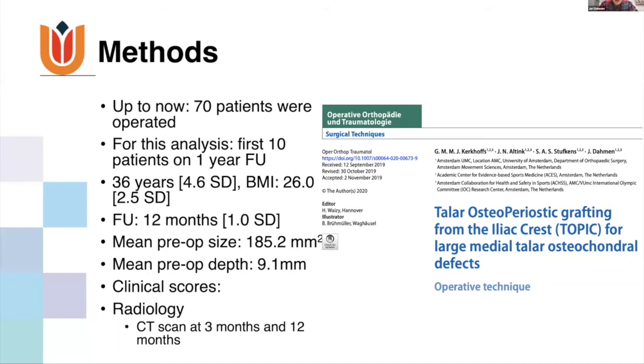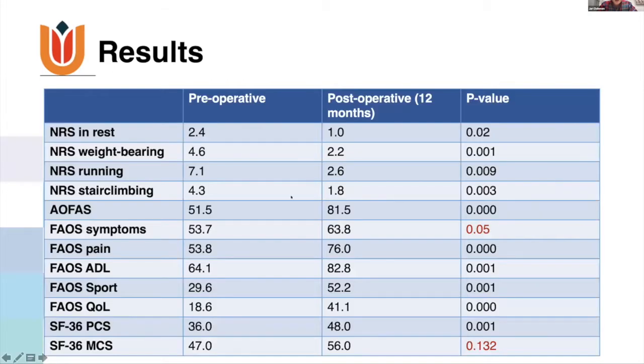The average age was 36 years. The average follow-up was 12 months, and the lesion size was rather large, as we expected from the algorithm that we presented. And we took a CT scan at 3 months and 12 months post-operatively, and the clinical scores will be presented here. The most important score that we look at in a patient with osteochondral lesions is the numeric rating scale during weight bearing, because that is the most important complaint that the patient will come to visit us at the outpatient department for.